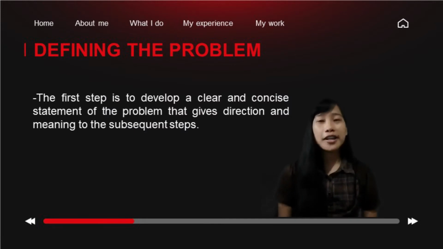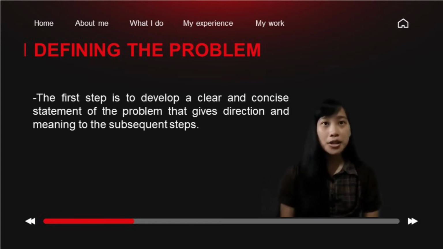First is defining the problem. The first step is to develop a clear and concise statement of the problem that gives direction and meaning to the subsequent steps. This is a statement about an area of concern, a condition to be improved, or a difficulty to be eliminated that needs deliberate investigation. It is necessary to concentrate only on a few of the problems. Choosing the right problem is very important. If a problem is difficult to quantify, specific and measurable objectives may have to be developed.